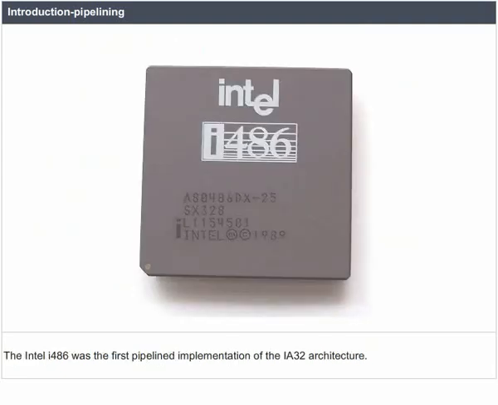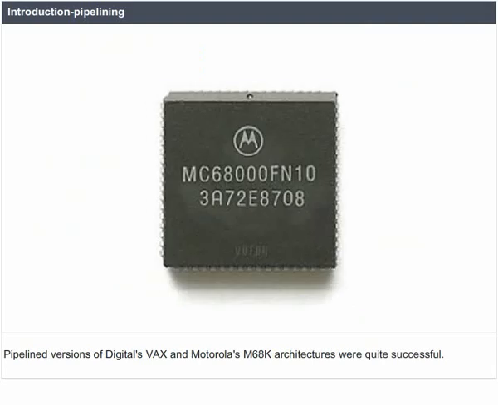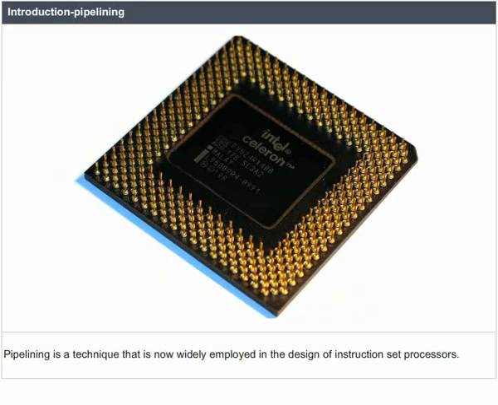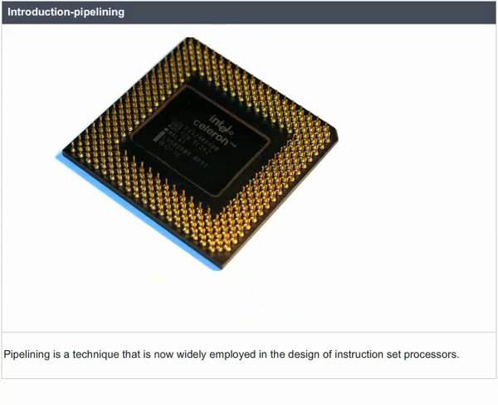The Intel i486 was the first pipeline implementation of the IA32 architecture. Pipeline versions of Digital's VAX and Motorola's M68K architectures were quite successful. Pipelining is a technique that is now widely employed in the design of instruction set processors.